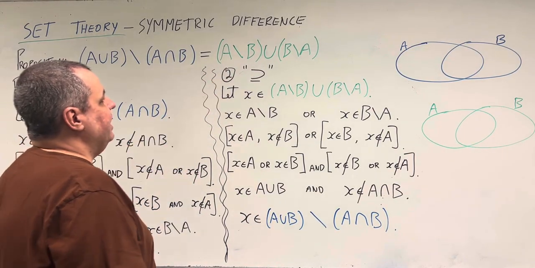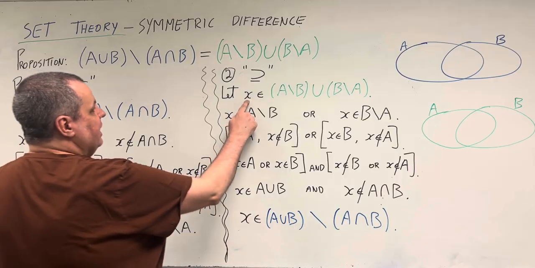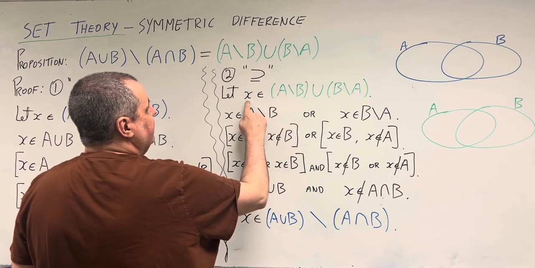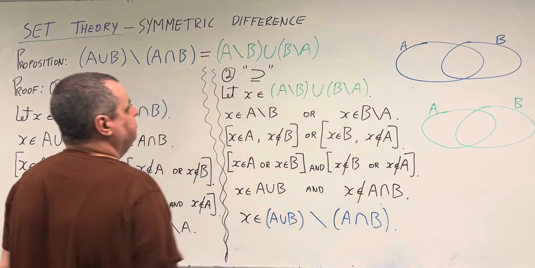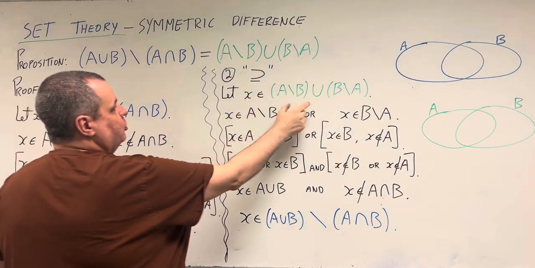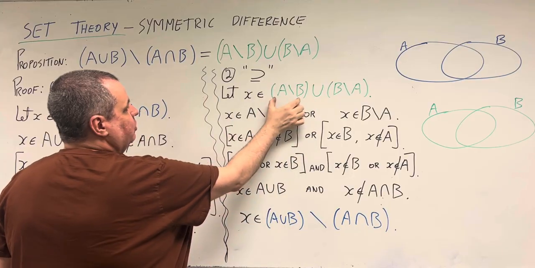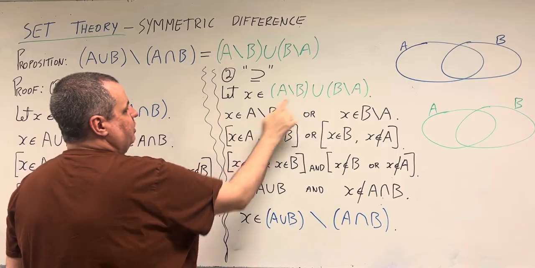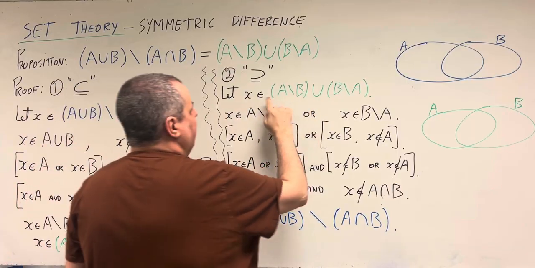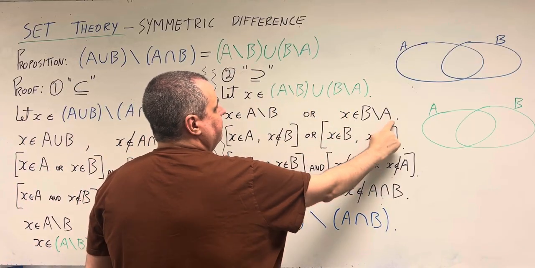Now let's go to the second part of the proof. Pick any generic element of the right-hand side. X belongs to A minus B, union B minus A. If X belongs to this union, then X belongs to this set or X belongs to this set. X belongs to A minus B or else X belongs to B minus A.